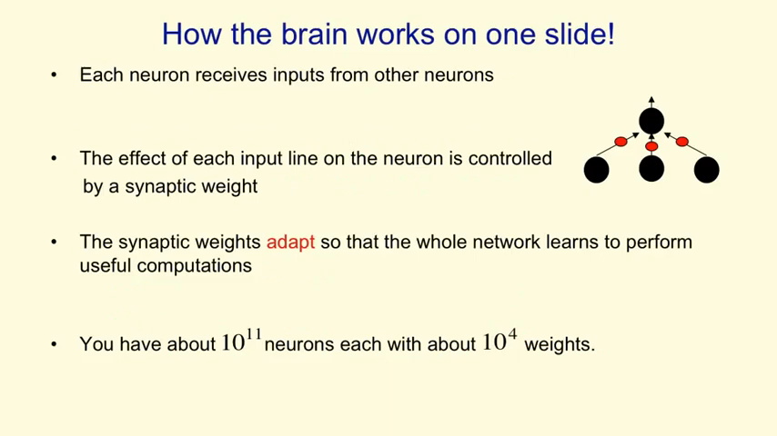So, all on one slide, this is how the brain works. Each neuron receives inputs from other neurons. A few of the neurons receive inputs from the receptors. It's a large number of neurons, but only a small fraction of them.